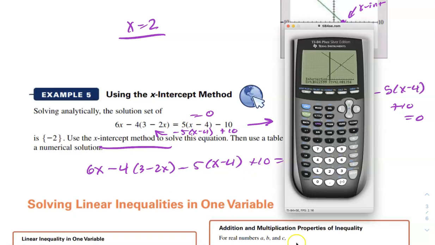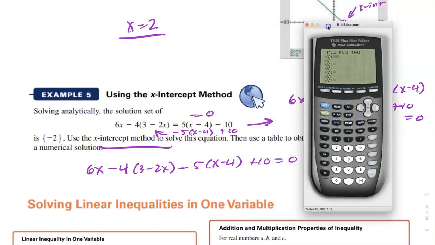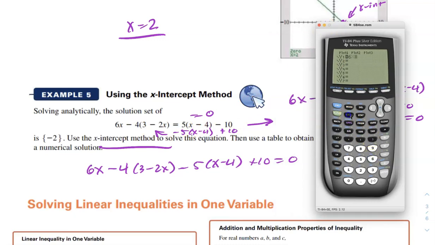Then on your calculator, we're going to type that in for my y equals. Clear those two off. Go up there. I'm going to type that all in. So 6x minus 4 times 3 minus 2x, minus 5 times x minus 4, plus 10. So I typed that all in there. I don't put anything for y2 and hit graph. Now again, my window's a little funky because of what I did last time, so I'm going to stop and hit zoom standard. So I can go back to the normal -10, 10. See, I feel more at home already.